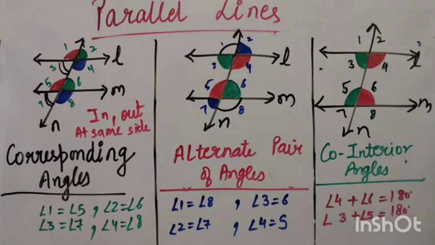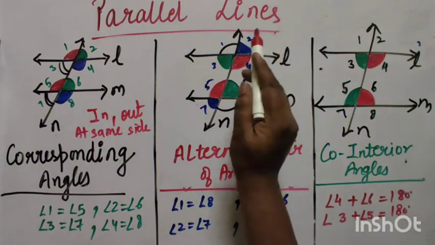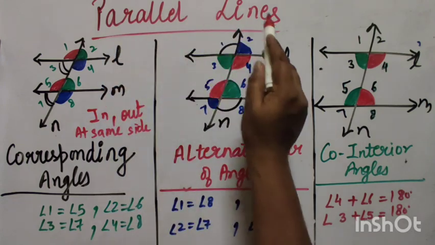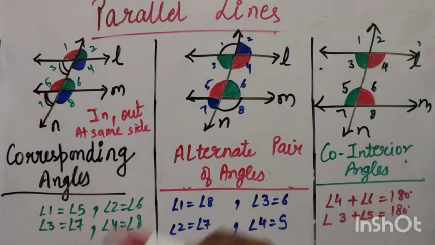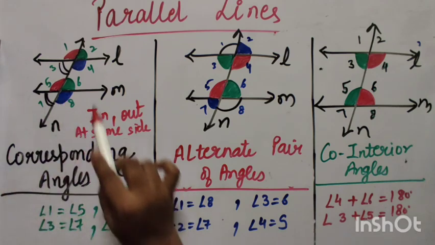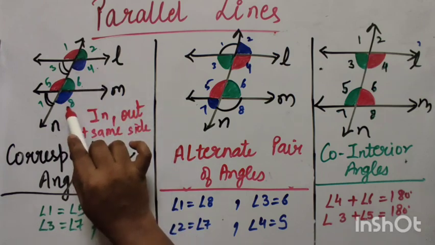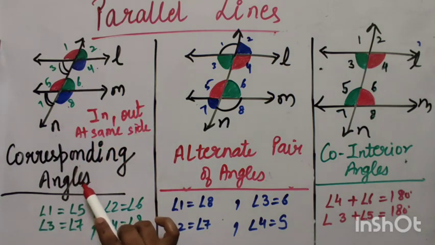Let's summarize the whole thing, students. As I already told you, it is a necessary condition that the lines should be parallel. So if they are parallel, their corresponding angles will be equal, their alternate pair of angles will be equal, and their co-interior angles will make 180 degree. So the trick to learn about corresponding angles: in the figure you can see that one is out, other will be in. One is in, other will be out. So we can call corresponding angles in-out at the same side. In-out at the same side.